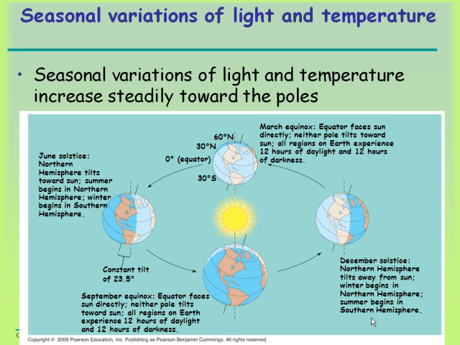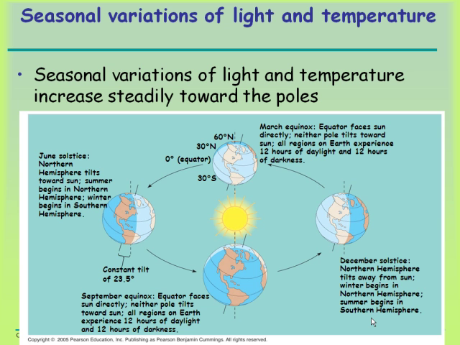Okay, the June solstice in the northern hemisphere is when the Earth tilts towards the sun and summer begins. This is the longest day in the northern hemisphere. Winter begins in the southern hemisphere. It's the shortest day in the southern hemisphere. Constant tilt at 23.5 degrees.